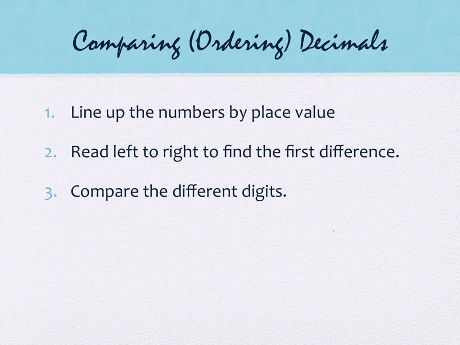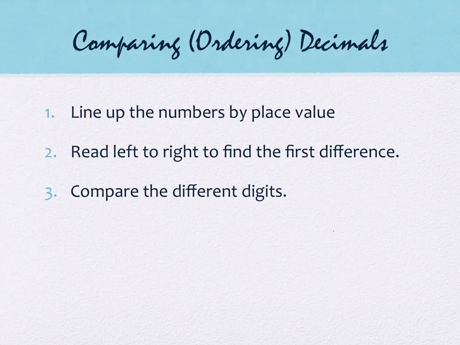Okay, so let's take a look at some comparing or ordering decimals. So we can compare and order decimals. We're going to line up the numbers by place value. So what I mean, and what typically works the easiest, is to stack them on top of each other because they're easier to compare. They're easier to line up all the tenths place and all the hundredths place and all the thousandths place if they're on top of each other.